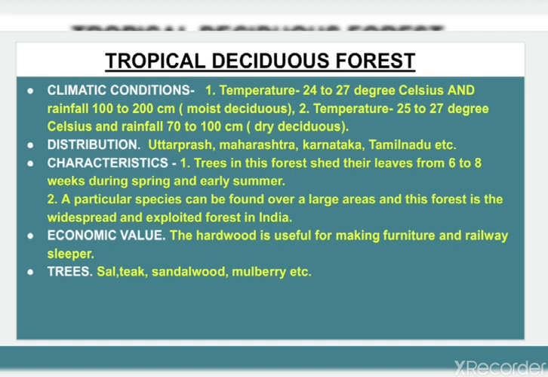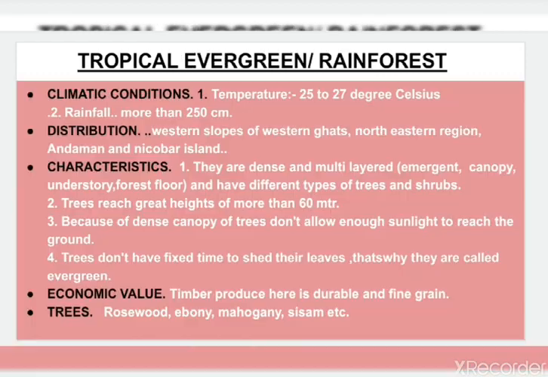Next is the economic value. The hardwood is useful for making furniture and railway sleepers, and the tree names I have mentioned here: sal, teak, sandalwood and mulberry. Now, the main difference between tropical evergreen and deciduous forest is that tropical deciduous forest is the most exploited and widespread forest in India. Why? Because mainly one particular species is found here, so it is easy to cut the trees and to use the wood for making furniture and other constructional purposes.